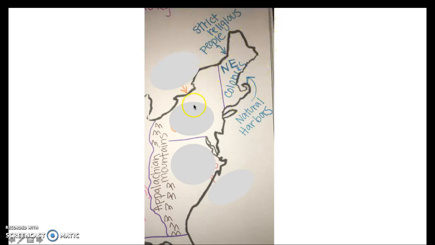So New England, here's where it's placed on the map. These were our New England colonies. Part of our geography is we had natural harbors, so we could get ships in and out. And our people there, remember, a lot of them came for religious freedom, but they were very, very strict with their religion. Remember, they were the Puritans, and you had to be a Puritan or you got kicked out, or you got persecuted, or picked on. Again, you can pause if you need to, okay?